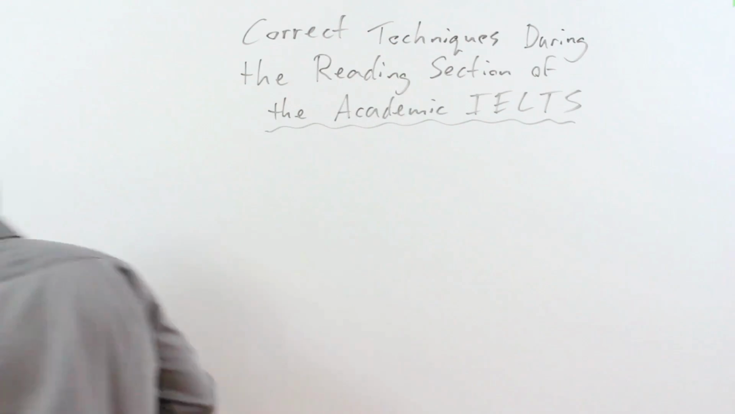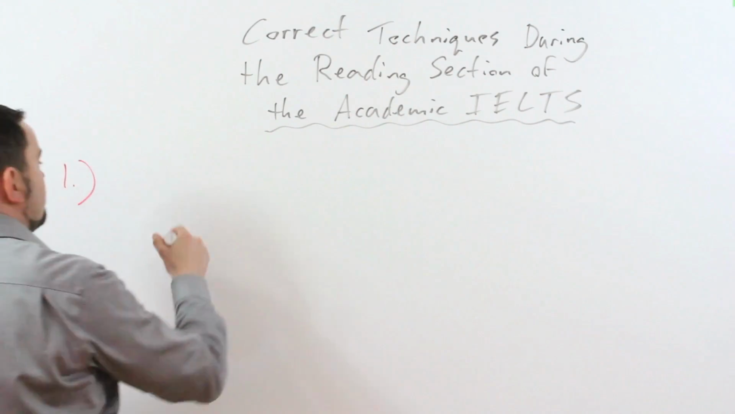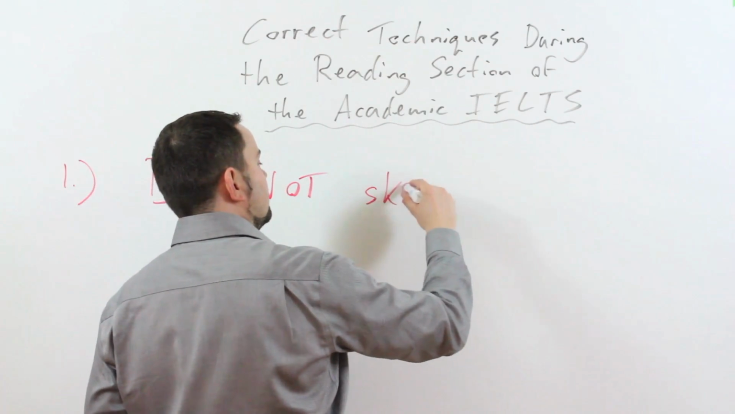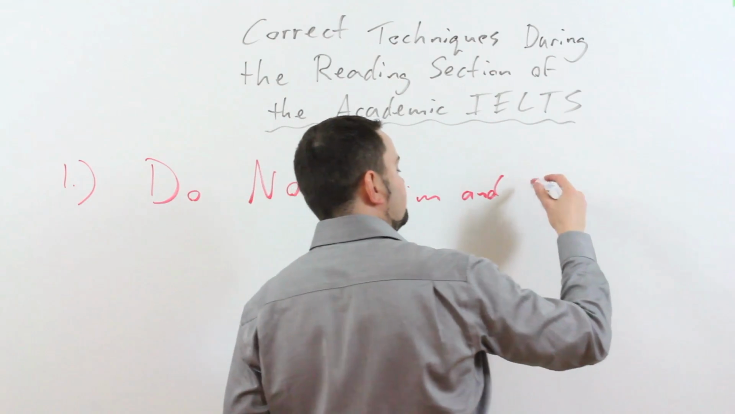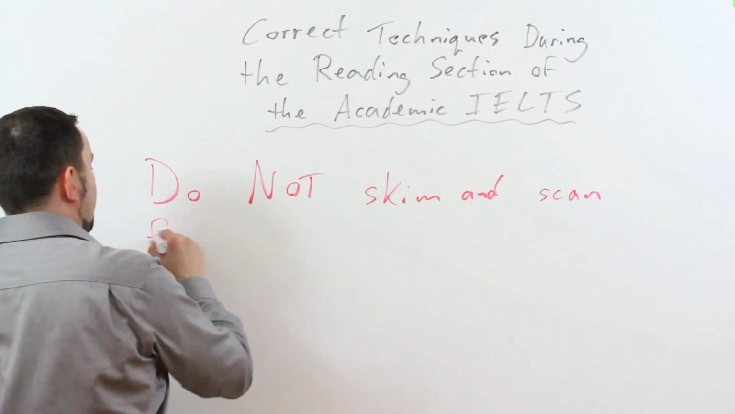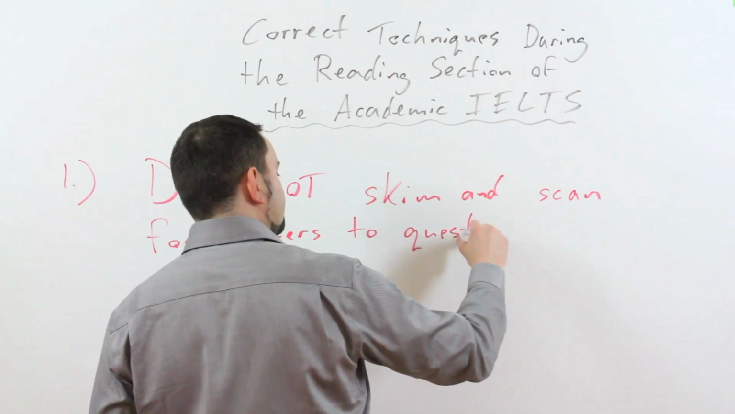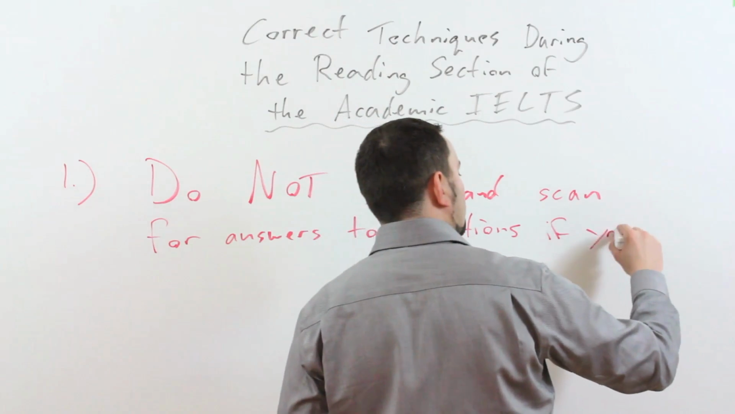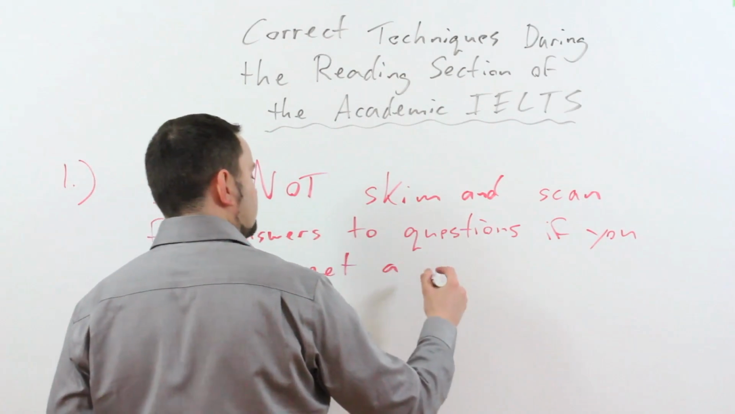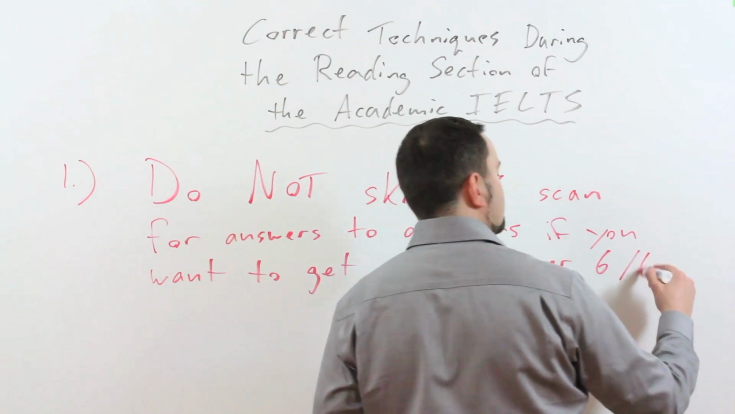So the first point here is: do not skim and scan for answers to questions if you want to get a score over 6 or 6.5.